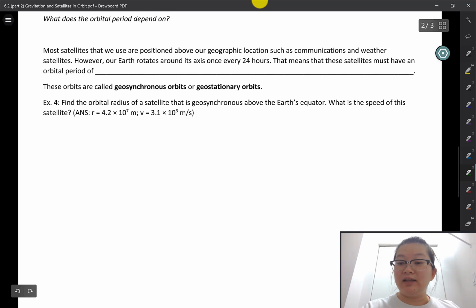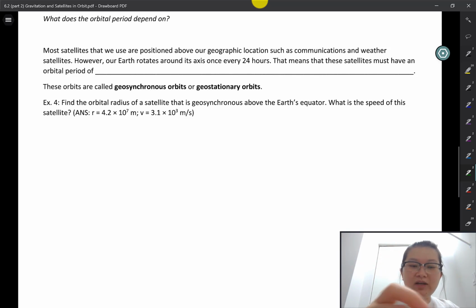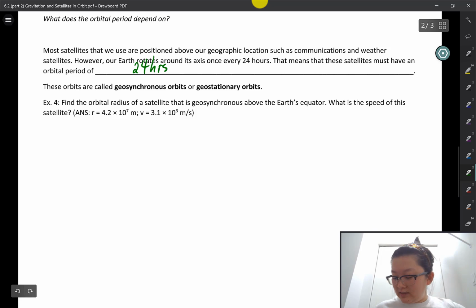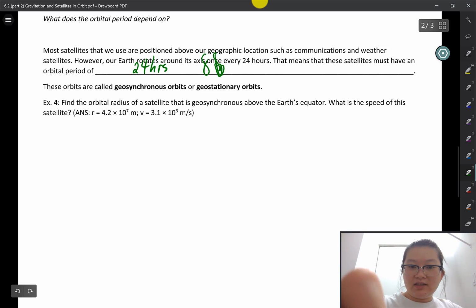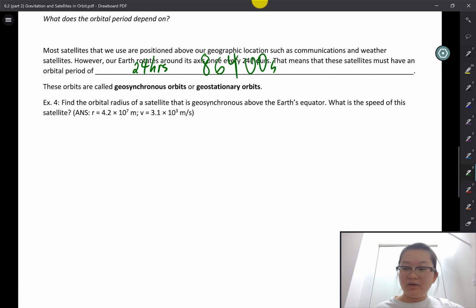So when it says a satellite has a geosynchronous orbit for Earth, then you know the period has to be exactly 24 hours. And what is 24 hours in seconds? We take 24 times 3,600 seconds for every hour, and that gives us 86,400 seconds. Okay, so now that we know the orbital period of this satellite, let's do example 4.